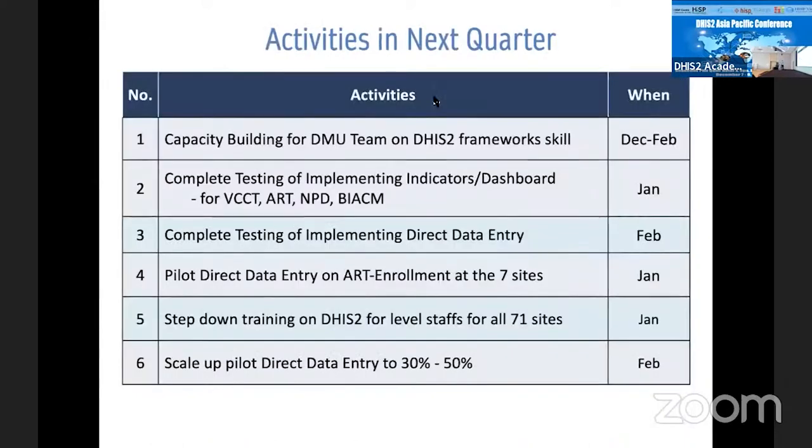Next slide. Here I would like to summarize the activities for the next quarter. First, we have to continue capacity building for our DMU team, the data management officer unit, on the DHIS2 framework. We have successfully completed two main courses, but we still need to make our skills solid and stronger. Number two, we are going to complete the testing of implementing dashboard indicators, because we have not yet finished this.